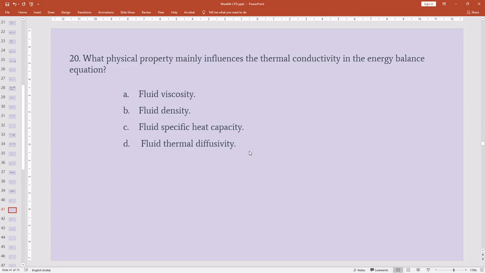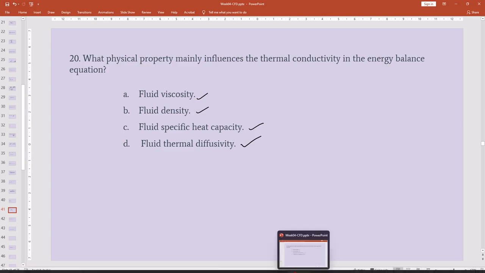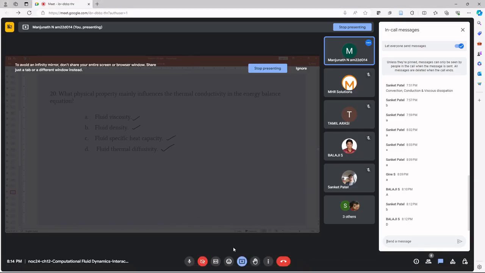Moving to the next question. What physical property mainly influences thermal conductivity in the energy balance equation? We have four properties here. First one is fluid viscosity, option B fluid density, option C fluid specific heat, option D thermal diffusivity. Which of these properties influences the thermal conductivity? Simple minded question. Can you inbox your answers?